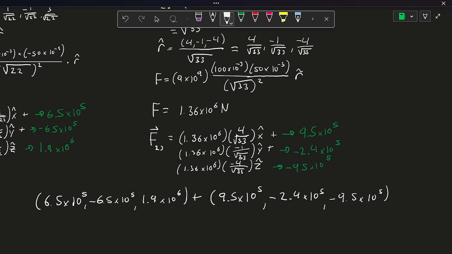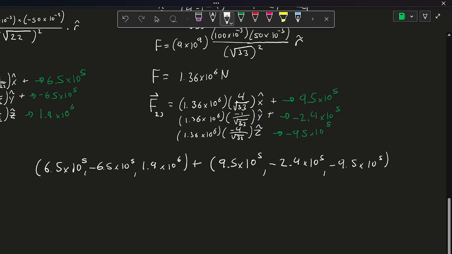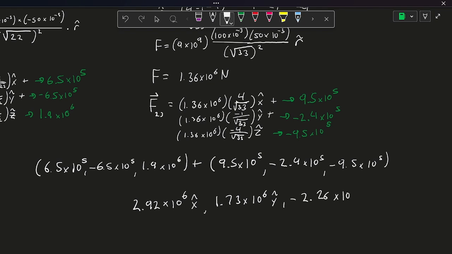So we're going to add them just straight across, just like any other vector. And what we're going to get for this x value is 2.92 times 10 to the 6th x hat. For the y, we're going to get 1.73 times 10 to the 6th. And for the z, we're going to get negative 2.26 times 10 to the 6th z hat. And this is going to be our final answer.